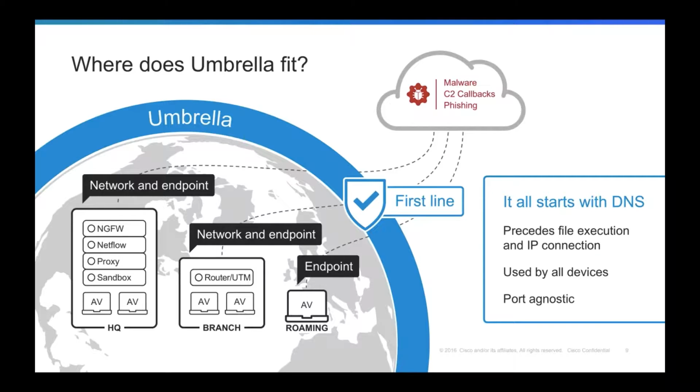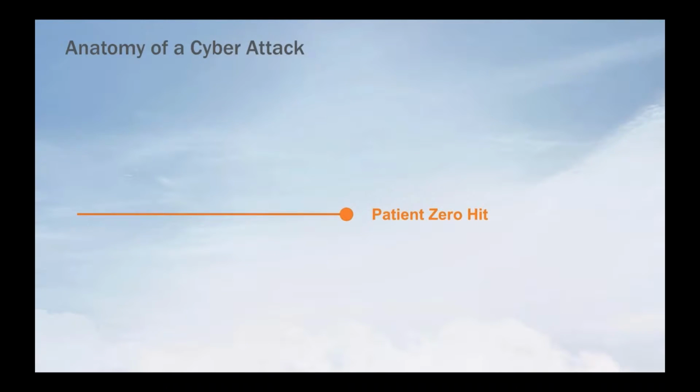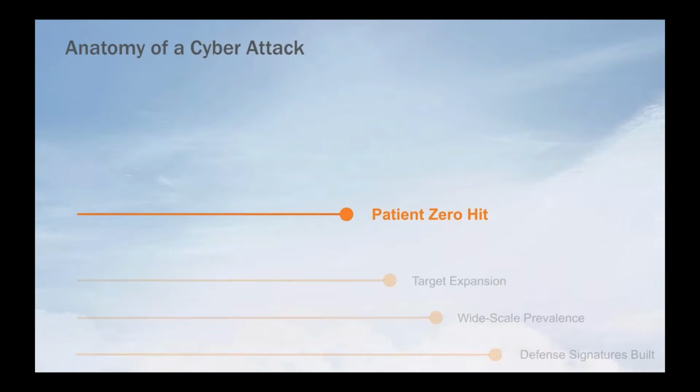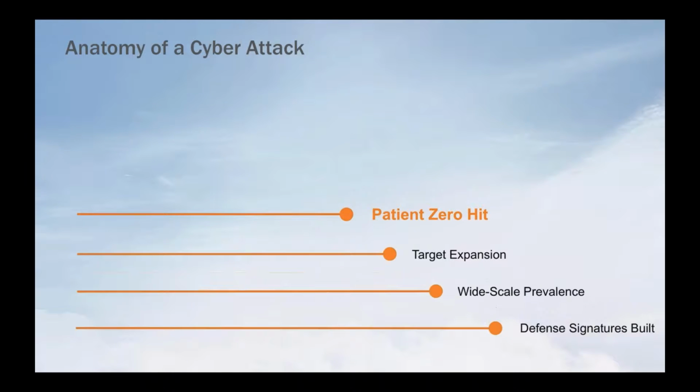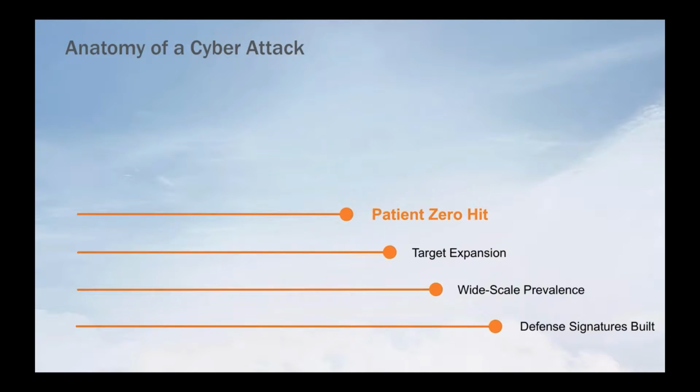So why is it important, and why did Cisco decide to do protection at the DNS layer? It's really because of what we learned from previous cyber attacks. The current security stack is very reactive, right? We wait for patient 0 to be attacked, then we analyze the attack, we see how widespread and prevalent it is, then defense signatures are built, those are pushed out to security solutions, and yay, we are now protected.